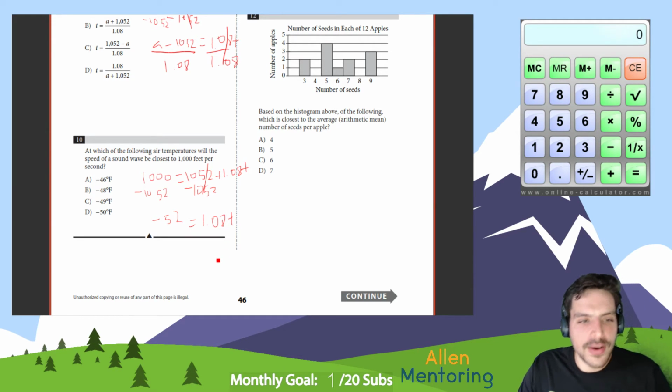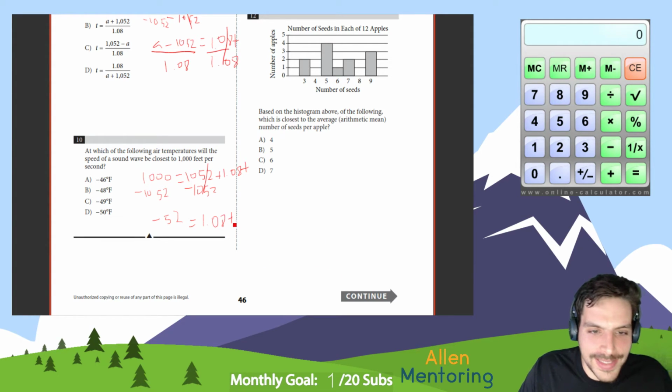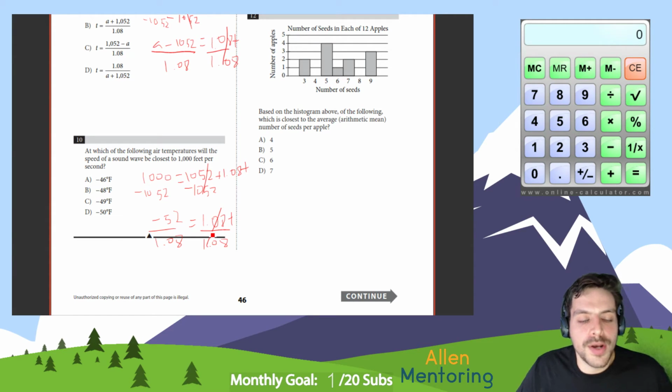Finally get to use the calculator for the first time. All right, so we want to isolate T, and so we're going to do the opposite by dividing by 1.08 on both sides. That's what we do. And so now we want to do negative 52 divided by 1.08. Okay.